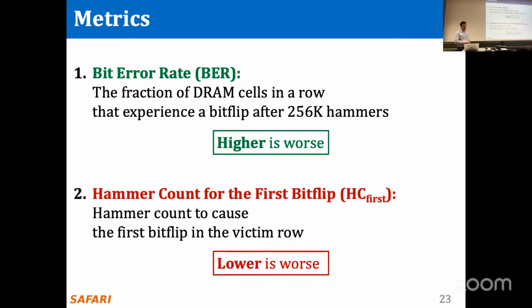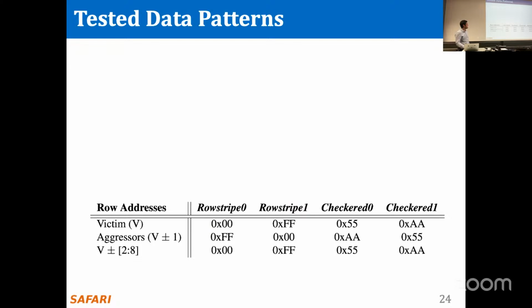The second metric is the minimum hammer count needed to induce the first bit flip. From now on, I'll use HC first to refer to this because otherwise it takes too long. This is HC first, aka hammer count needed to induce the first bit flip. As this metric becomes smaller, it means that we need a shorter time to induce the bit flip in a DRAM row. We use the data patterns depicted in this table to initialize DRAM rows prior to hammering them.